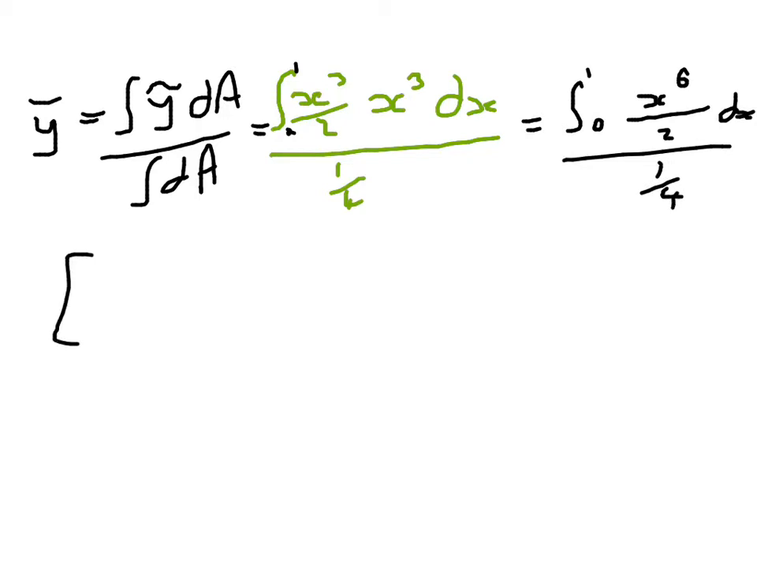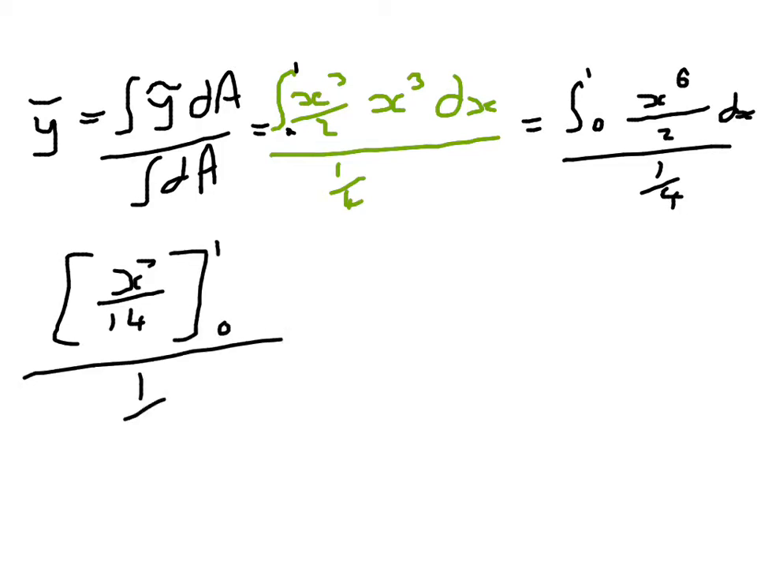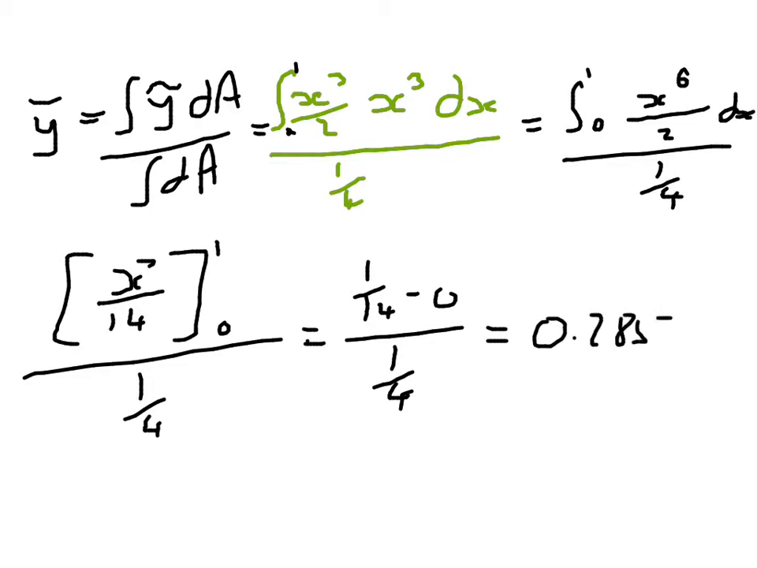So that's going to be x to the 7 over 14, 2 times 7, between 1 and 0 over a quarter, and that's going to equal a 14th over a quarter, that's going to equal 0.2857 metres. So that's how you would find the x and the y coordinates, the x and the y position of your geometric centre, your centroid position for that shape.